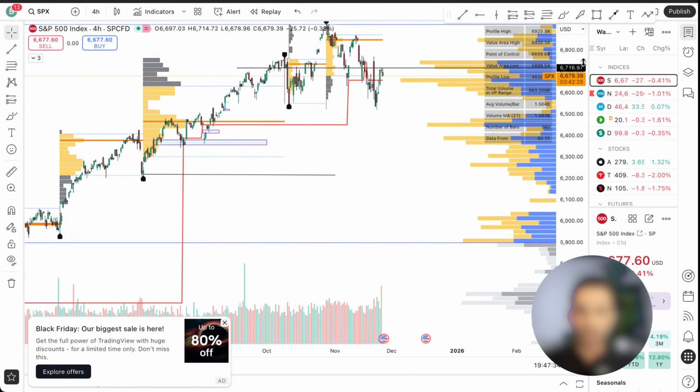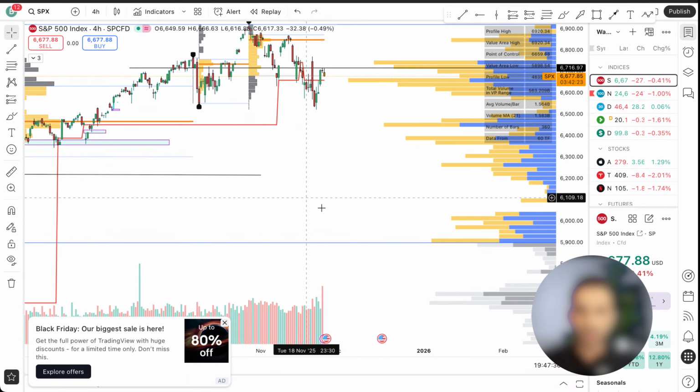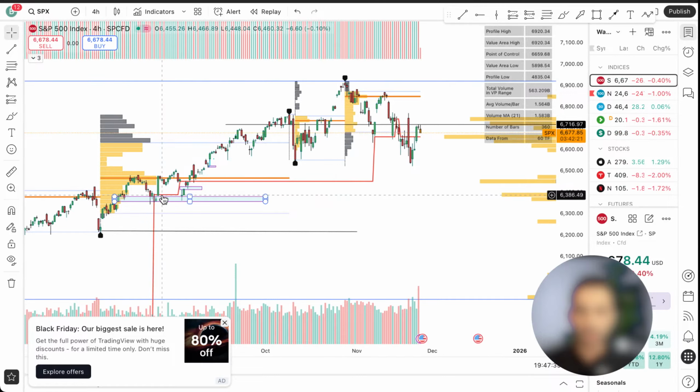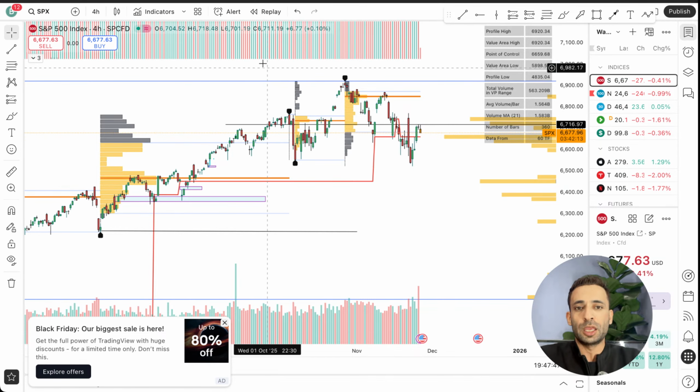Let me zoom in. So you see here. Now what I would do is, I'm not going to use only this volume profile indicator, but I'll look into this volume also. There is another one here, you see.